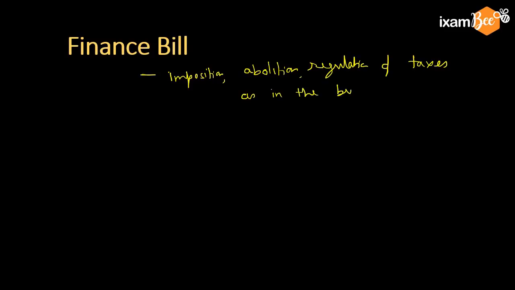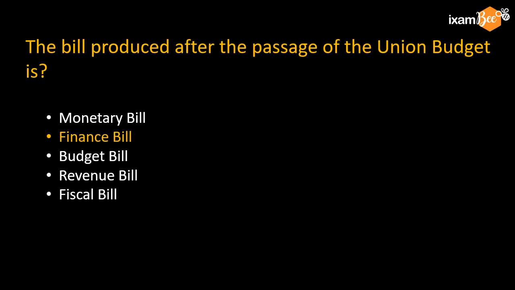There is not a bill like fiscal bill. So, finance bill is produced after the presentation of the union budget, and it details imposition, abolition and regulation of taxes as proposed in the budget. I have already told the answer is finance bill here, which is passed after the union budget.